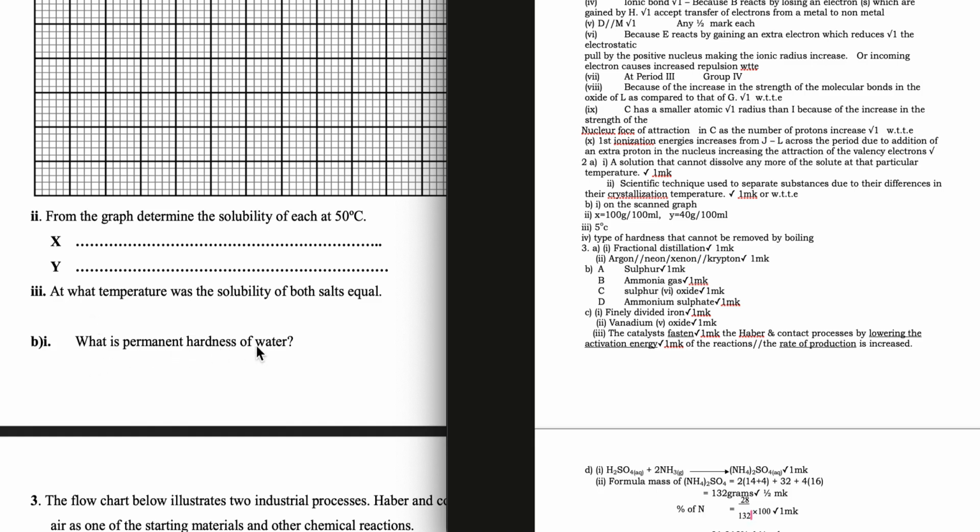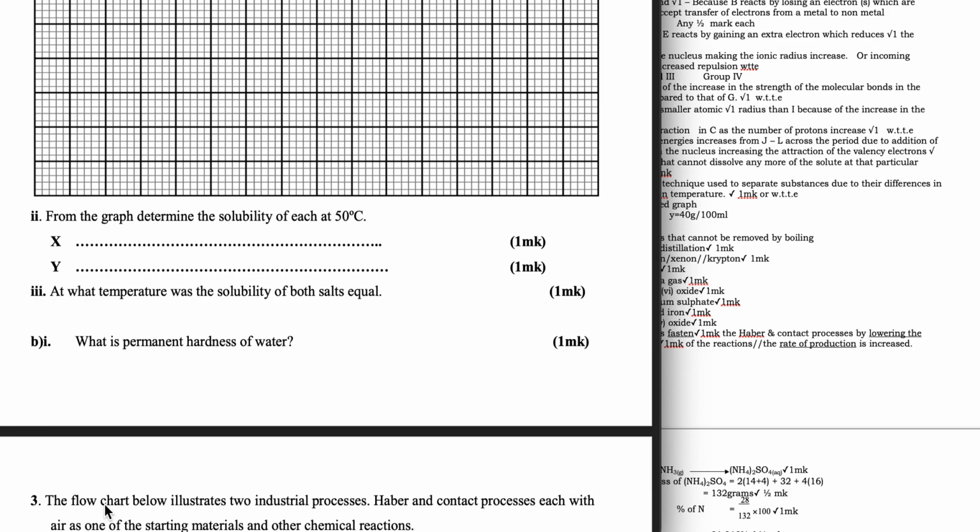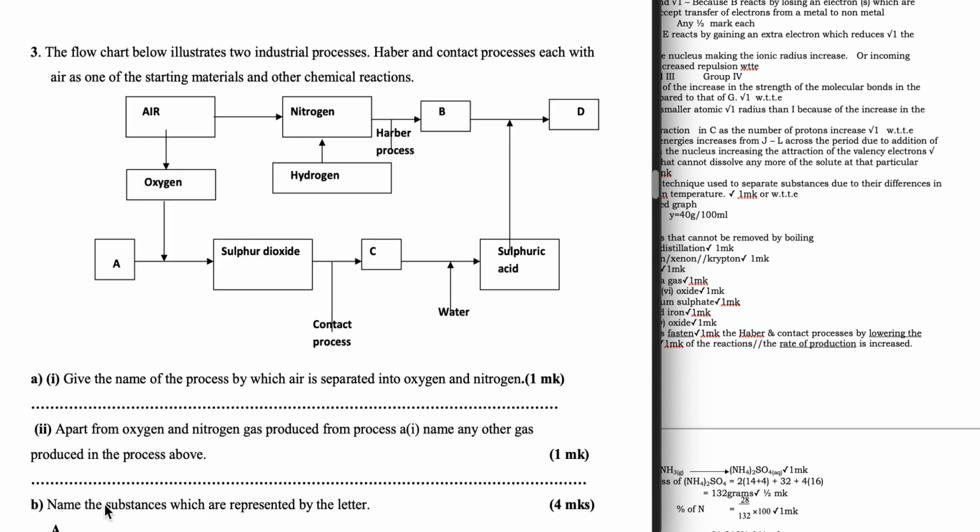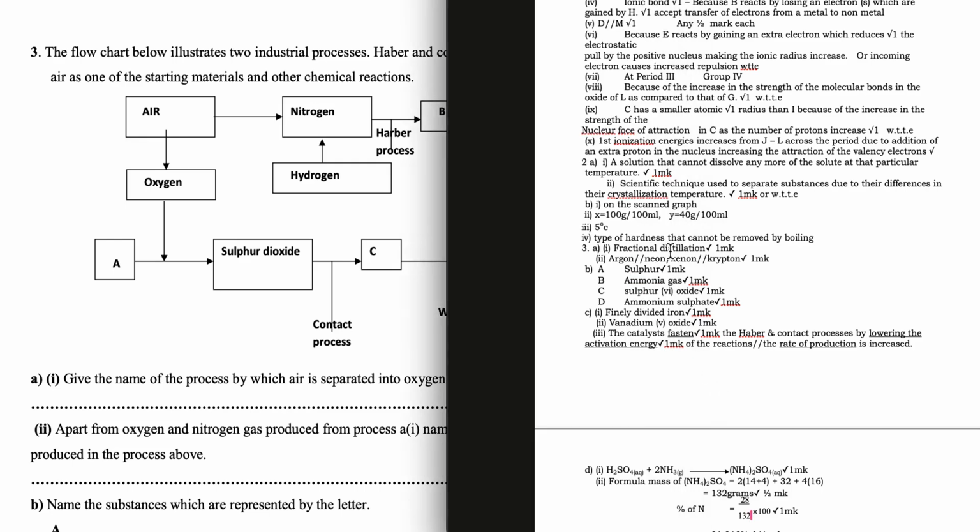4. What is permanent hardness of water? It's a type of hardness that cannot be removed by boiling. The flowchart below illustrates two industrial processes, Haber and contact process, each having one of the starting materials and other chemical reactions. Give the name of the process by which air is separated into oxygen and nitrogen. It is called fractional distillation.